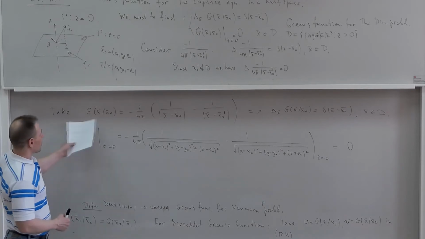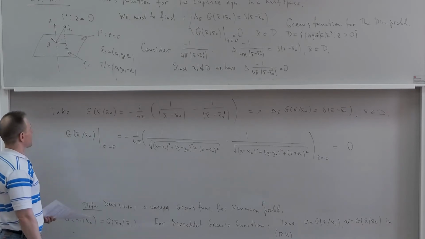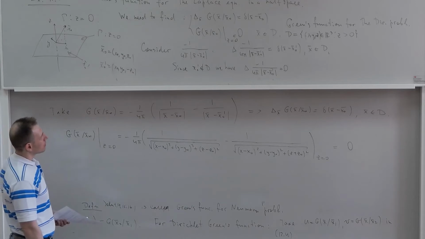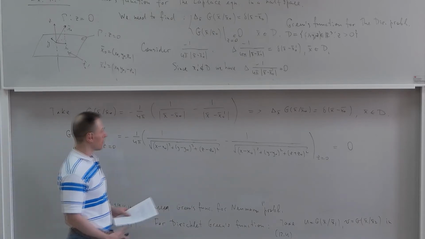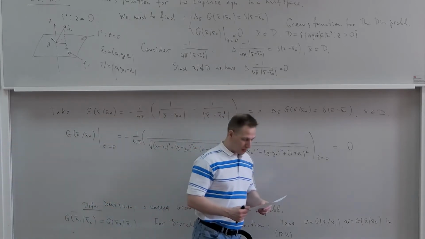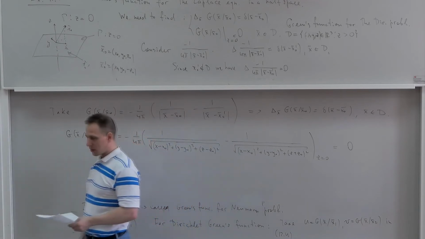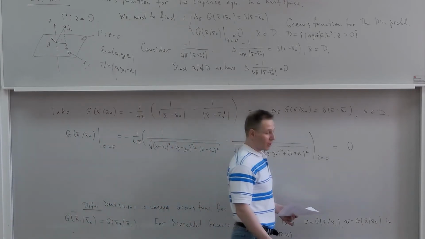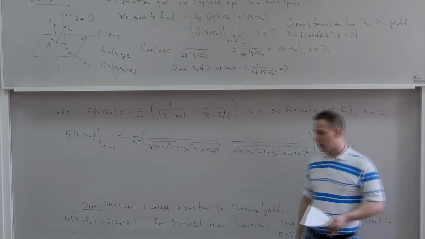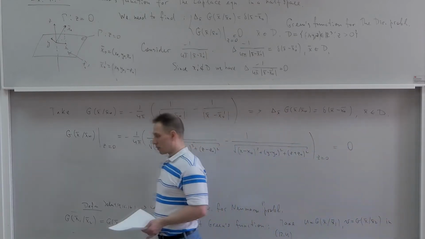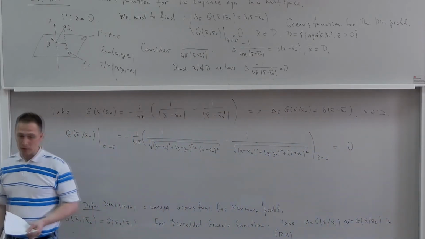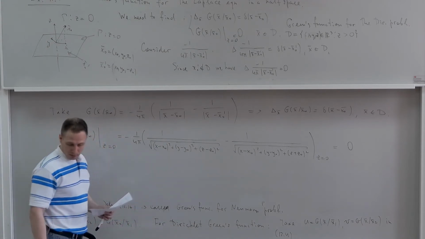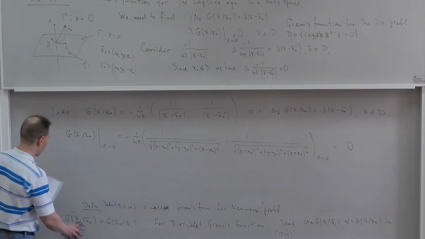Thus, this function does provide us with a Green's function for the Dirichlet problem. And we can use this function to construct the explicit solutions of an arbitrary Dirichlet problem, in terms of integrals, as it was written in the general formulas at the beginning of our lecture.